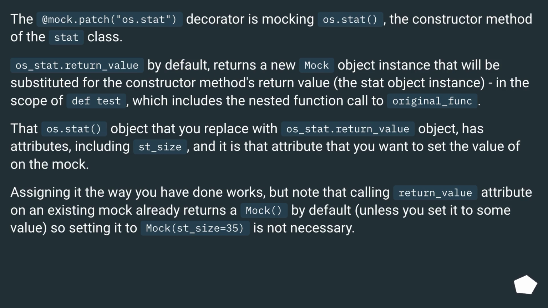os_stat.return_value object has attributes, including st_size, and it is that attribute that you want to set the value of on the mock. Assigning it the way you have done works, but note that calling return_value attribute on an existing mock already returns a mock by default, unless you set it to some value, so setting it to mock st_size equals 35 is not necessary.